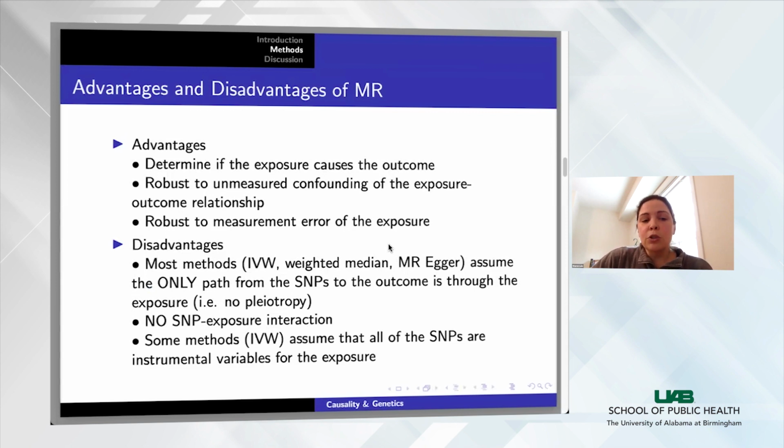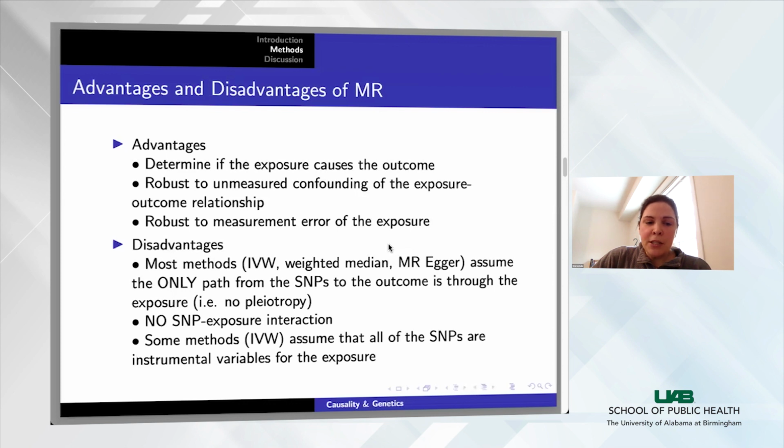Also, depending on the approach, it's robust to any unmeasured confounding of the exposure-outcome relationship, which is a big stumbling block in mediation analysis. Also, it's robust to measurement error of the exposure. Disadvantages with MR depend very heavily on the MR approach being used.